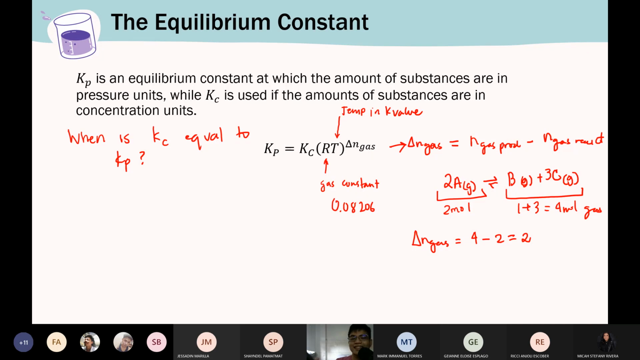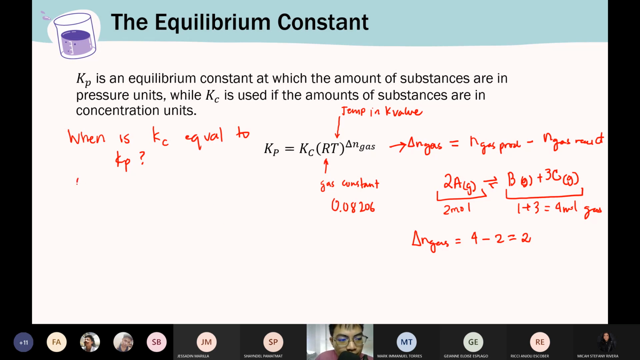Kayo, sige na, ako na magsasabi. Pero tama yan, no? Tama si Shindle. Sabi niya, kapag equal daw yung amount of gas sa reactant and product, dun siya nagiging equal, no? Kc and Kp becomes equal. But mathematically, what happens? Okay? Kasi ganito, if you have equal amount of gas in the product and the reactant side, so what will be the difference? Of course, it will be 0.